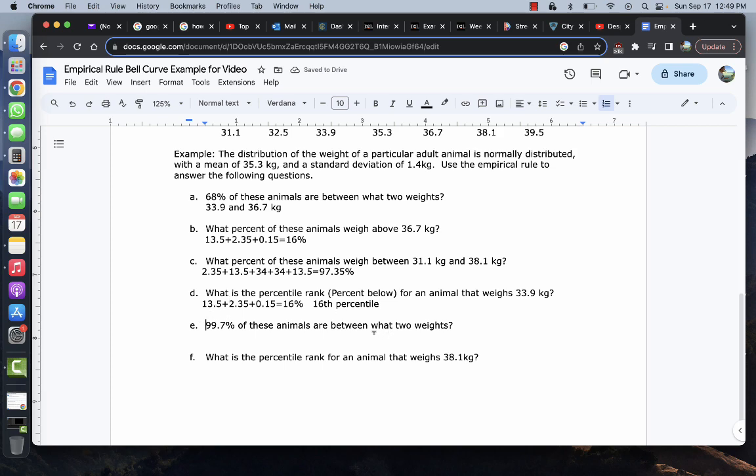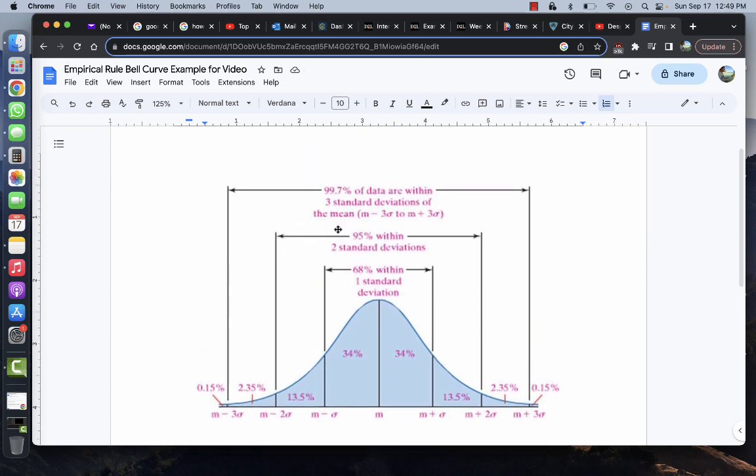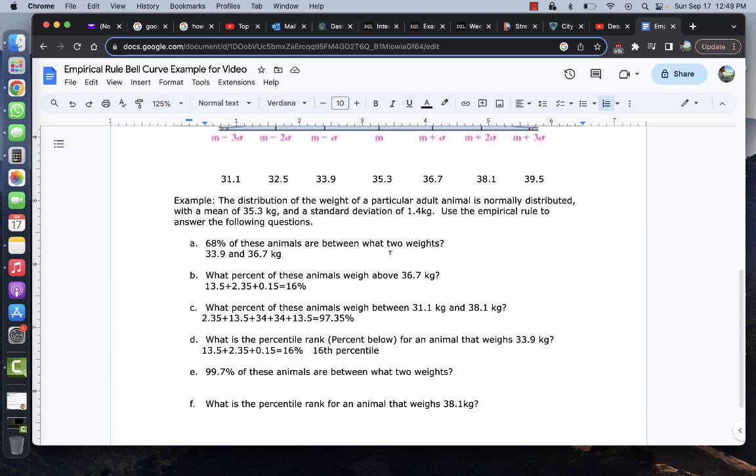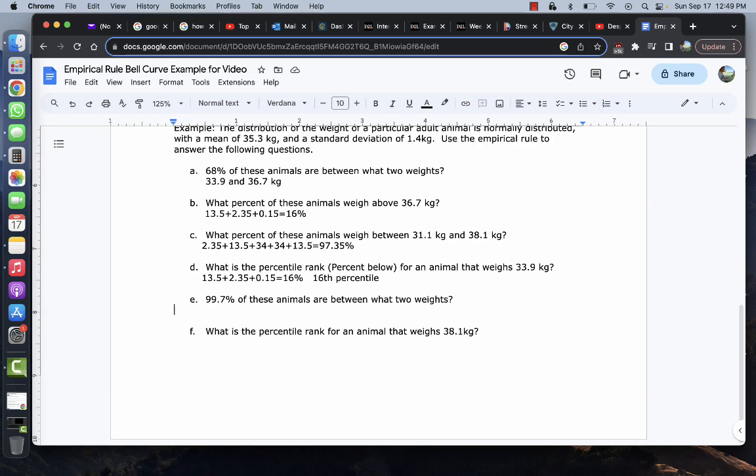Okay. 99.7% of these animals are between what two weights? So 99.7 is one of the three numbers from the empirical rule. 99.7 is 3 standard deviations below to 3 standard deviations above. So I just look at those values, 31.1 and 39.5 kilograms.